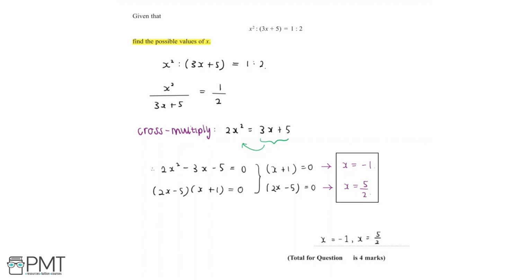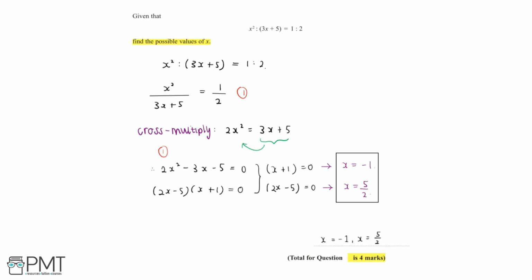This question is worth 4 marks. We get the first mark for writing the ratio as a fraction and for saying that x squared over 3x plus 5 is equal to 1 over 2. We get the second mark for cross-multiplying and rearranging to write this in the form of a quadratic equation equal to 0, and so we said that 2x squared minus 3x minus 5 is equal to 0.